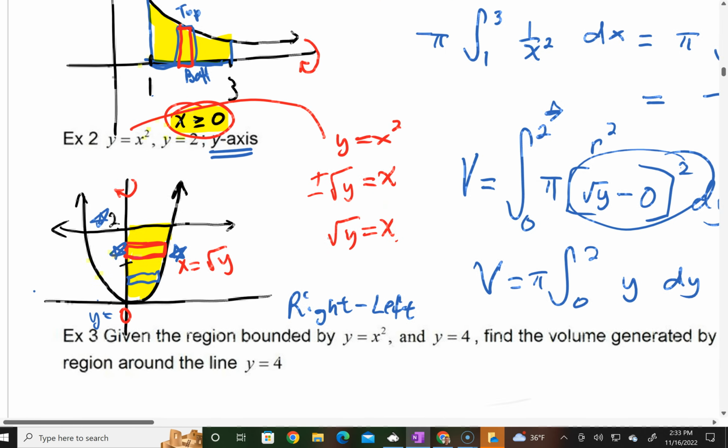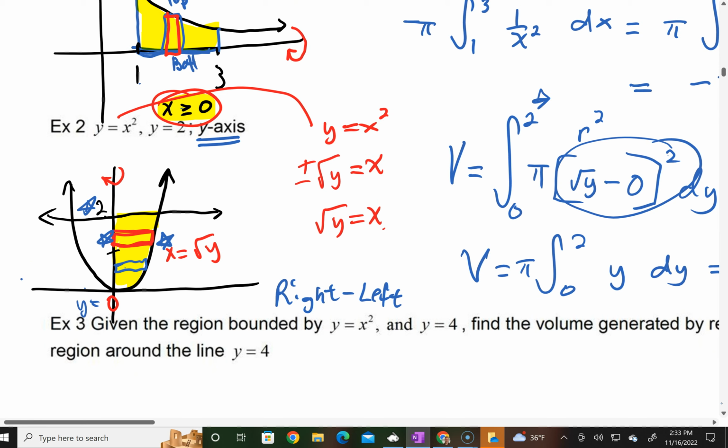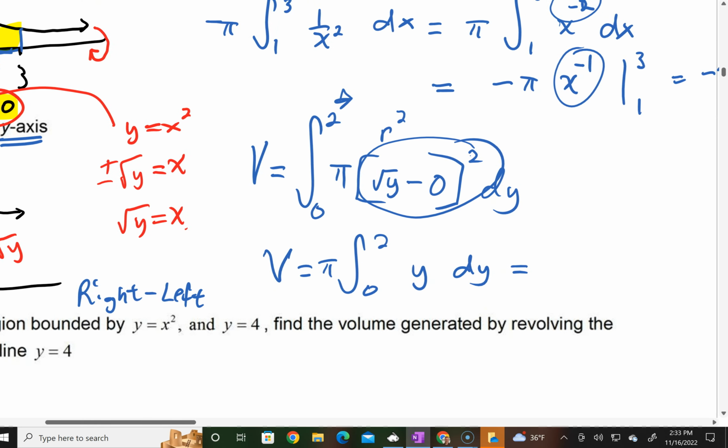So, see, you're looking for all these rectangles. Where's the top of the boundary? You're looking at y boundaries here. You're going to go from y equals 0 up to y equals 2. The whole thing is in terms of y? Yes, the whole thing is in terms of y when you're going to rotate around the y-axis, or for that matter, any vertical line. You're going to see what we're talking about.